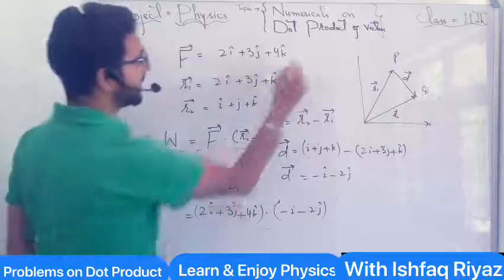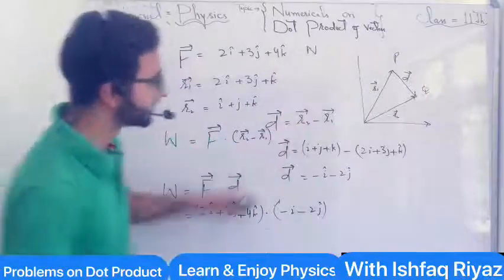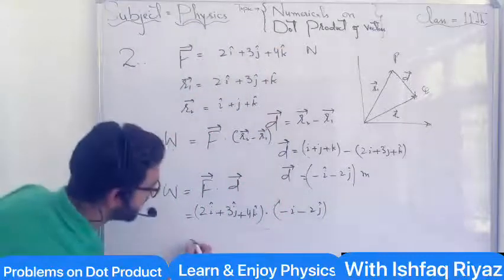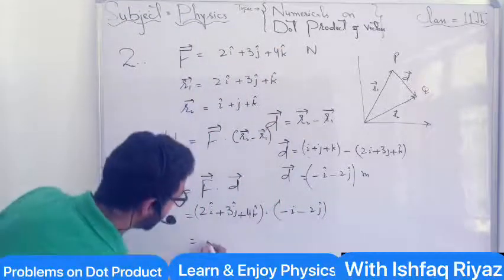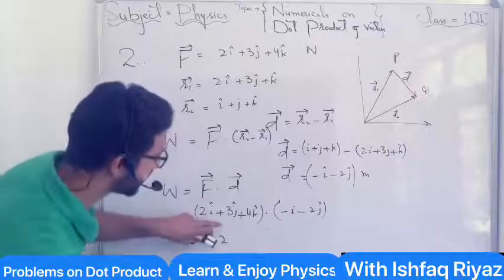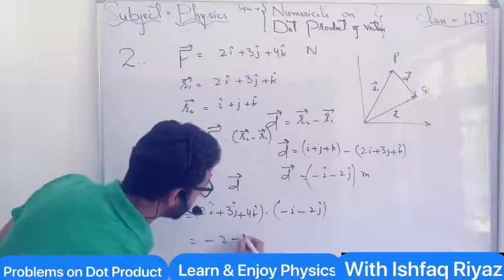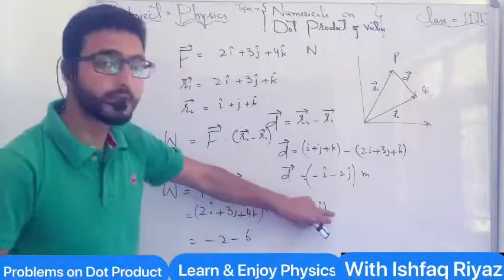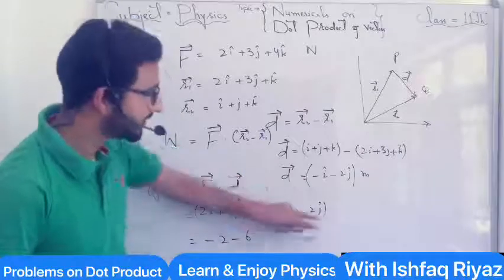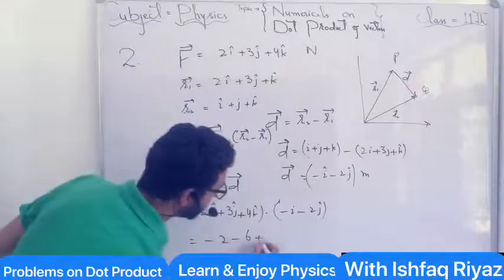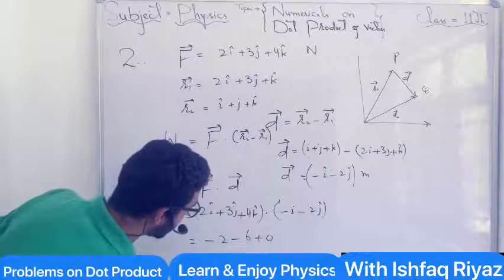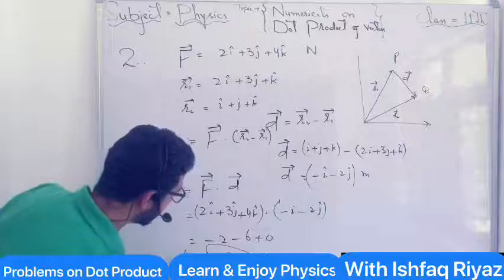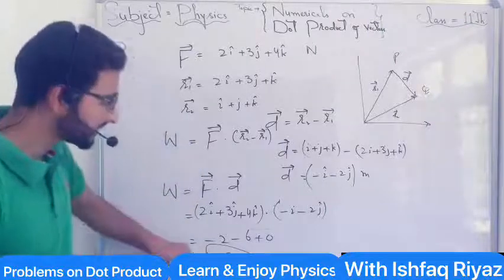And remember this F is in newtons, and this displacement vector will be in meters, right? So this will be simply equal to 2 into minus 1, that is minus 2, plus 3 into minus 2 is minus 6. Now here the coefficient of k is 0, so 4 into 0 is equal to 0. So this is minus 6 minus 2, that is equal to minus 8, and the SI unit of work is again joule.